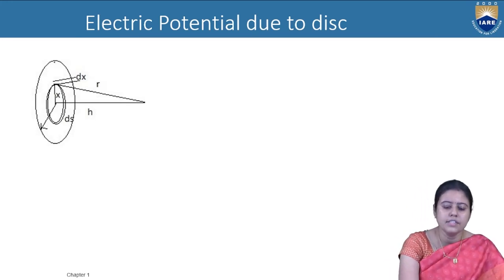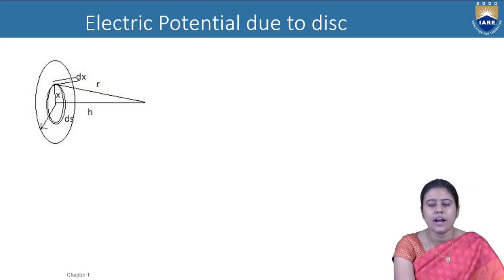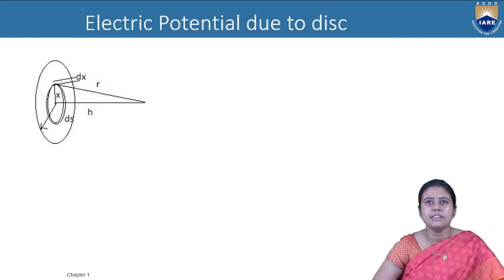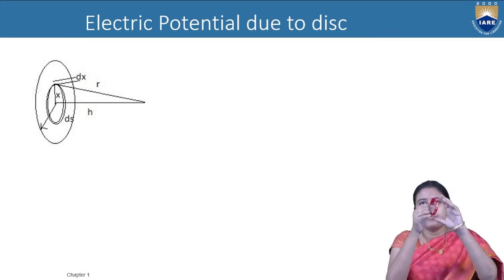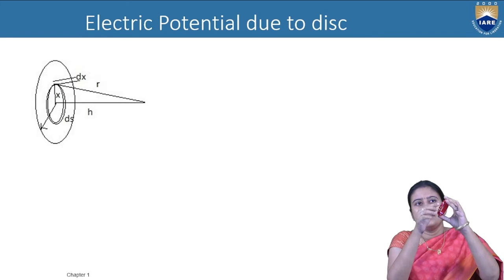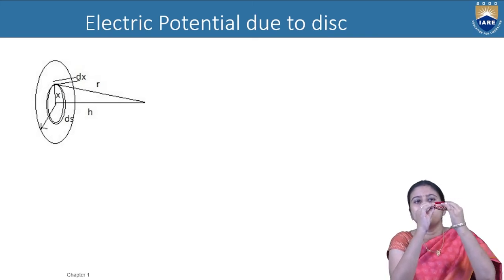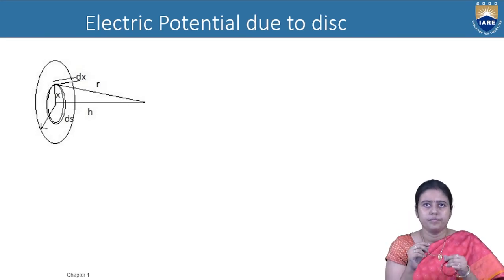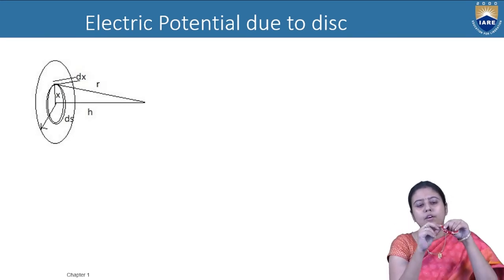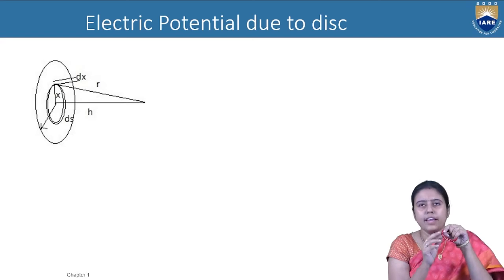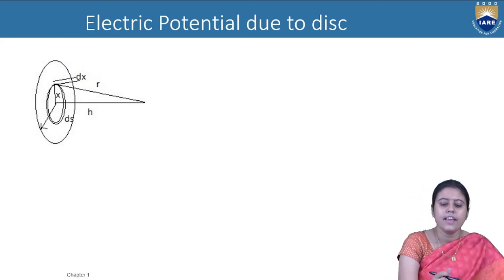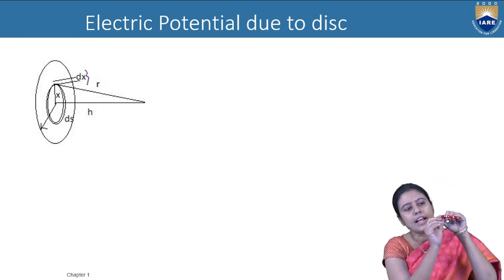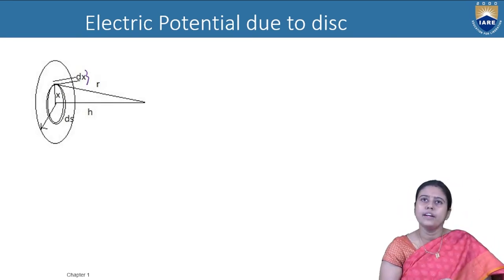So you can see this is a disk. What is an example of a disk? You can understand the disk is nothing but something of this type. It has some width. This is not like a circle. And the width of this disk we are taking as dx. Dx is nothing but the width of the disk.